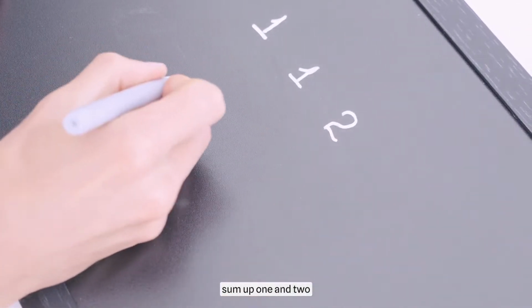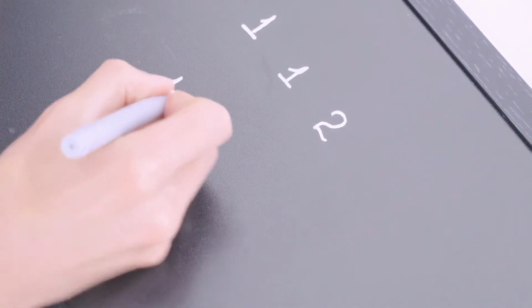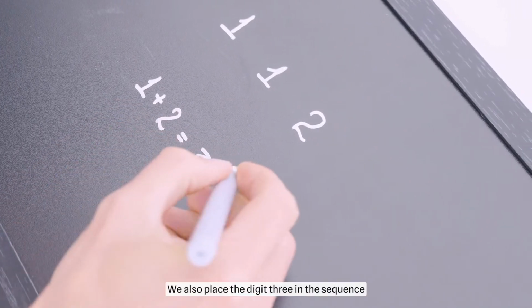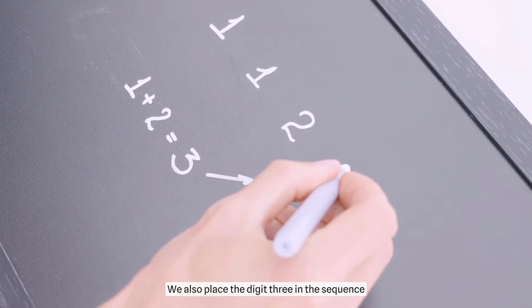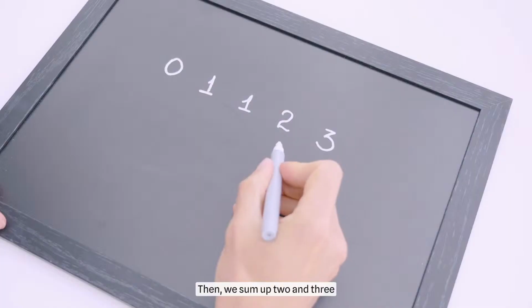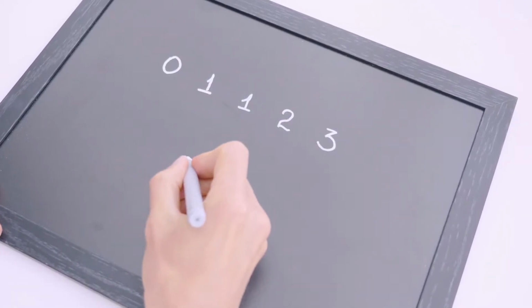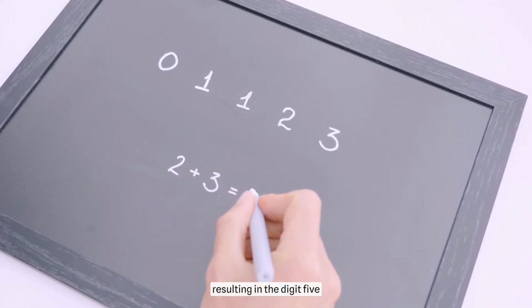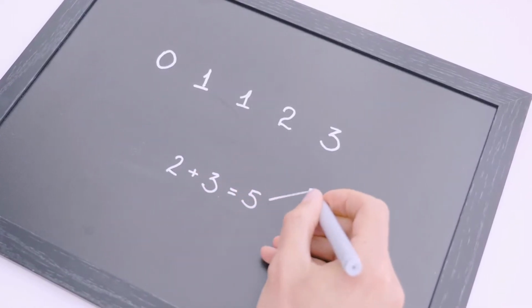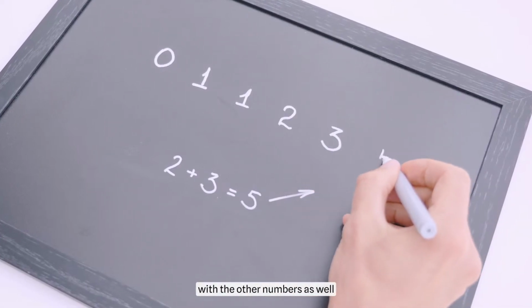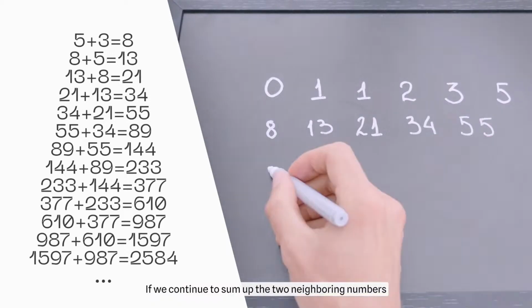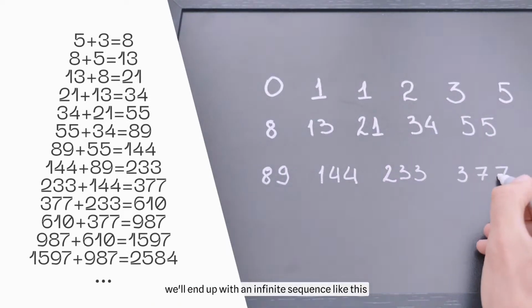Now sum up 1 and 2, resulting in the digit 3. We also place the digit 3 in the sequence with the other numbers. Then we sum up 2 and 3, resulting in the digit 5. And we place it in the sequence with the other numbers as well. If we continue to sum up the two neighboring numbers, we'll end up with an infinite sequence like this.